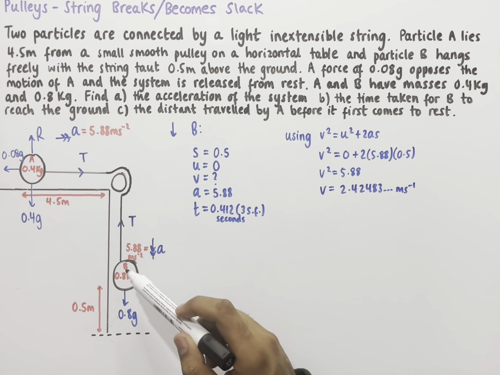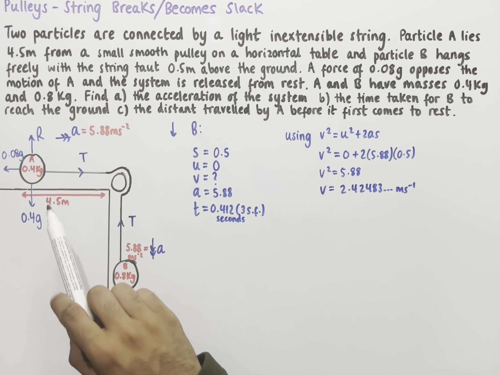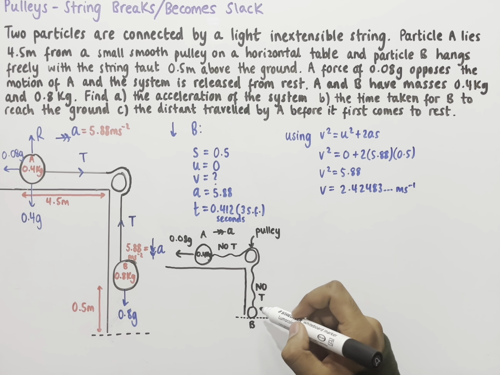Now when particle B hits the ground, the string breaks or becomes slack, and so as a result there is no tension in the string anymore. And so we now need to draw a new diagram for particle A and consider the new acceleration that we have. And so here's the diagram for when B hits the ground.